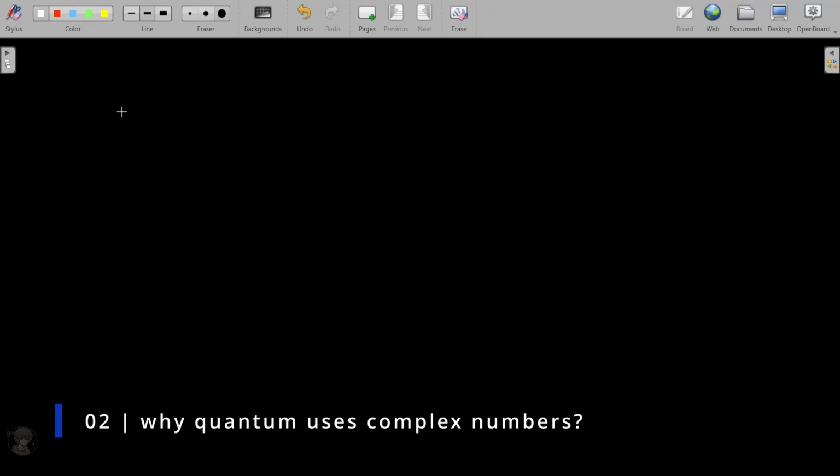In the previous video, we learned that a qubit is defined by two amplitudes, alpha and beta, and that probabilities are modulus alpha square and modulus beta square. Today, I want to explain why these amplitudes can be complex numbers and how everything connects logically.